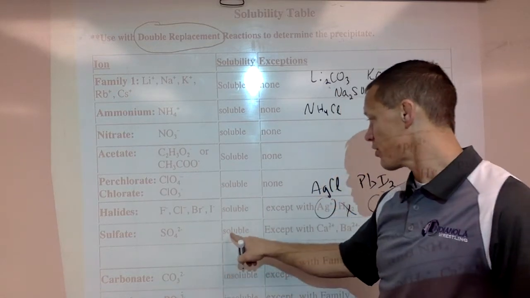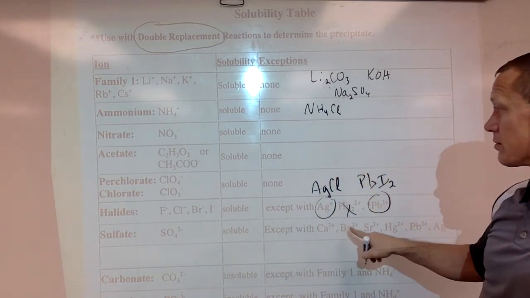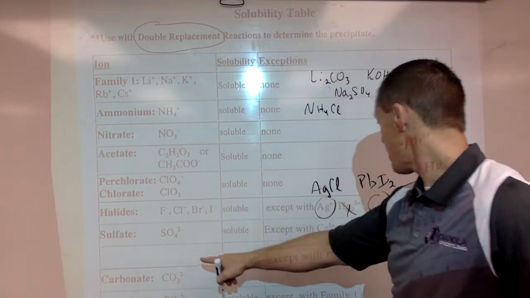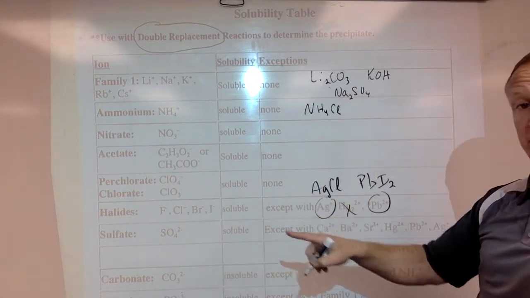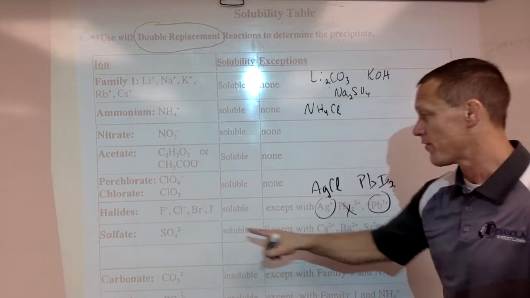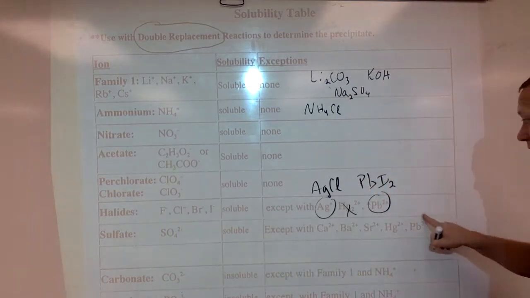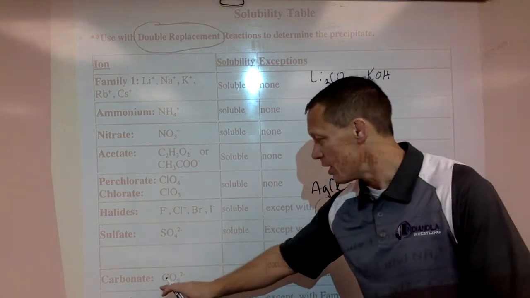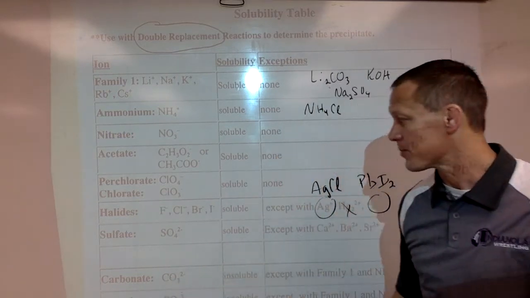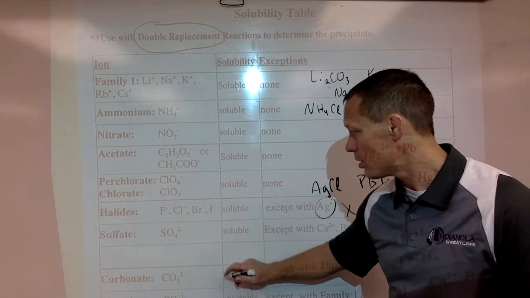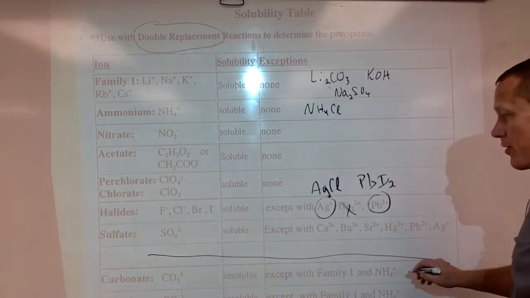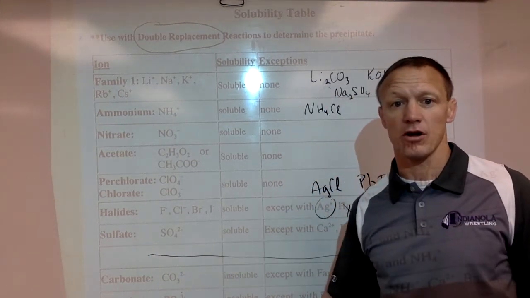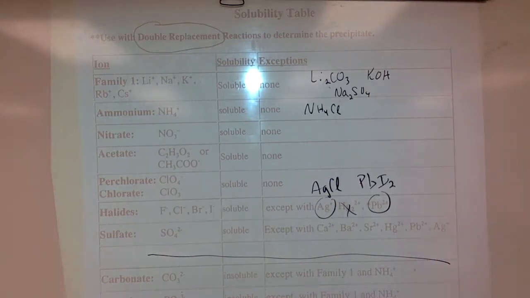Sulfates, generally soluble. So potassium sulfate, iron sulfate, zinc sulfate, those things are soluble. Sulfates are not soluble if they're with these ions. Okay, not something you have to memorize, but as you go down, it tells you if they're soluble or not. Now, you get to the bottom here, from here down, there's a little break right there. Those things are generally insoluble.